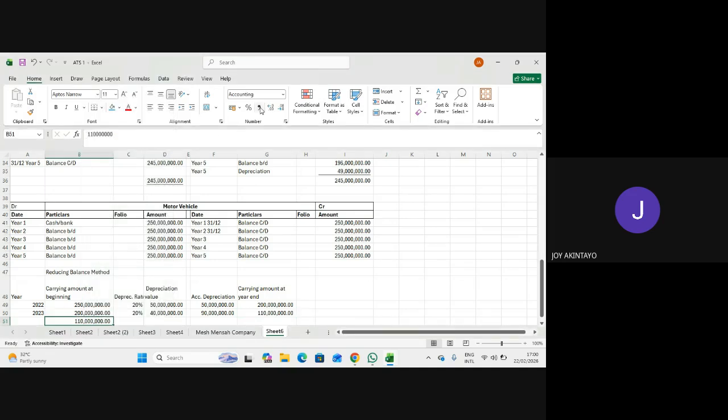This 2024. So 20% as usual. So what is 20% of 110? Press your calculator. What is 20% of 110?